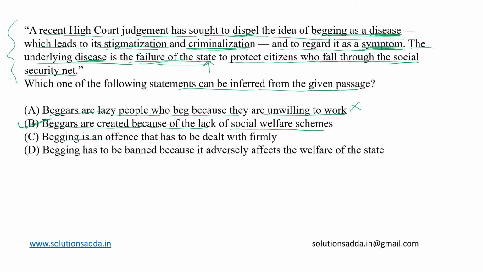And next one is begging is an offense and that has to be dealt with firmly. Again, the statement is not being claimed in any way from this given passage. That is also false. Begging has to be banned because it adversely affects the welfare of the state. No, instead, what is being stated in the passage is that there is some failure on the part of the state or the government because of which the beggars are getting created. So that is a contradictory statement which is not getting inferred. So the only correct choice is option B, which means beggars are created because of the lack of social welfare schemes. That can be correctly inferred from this passage.